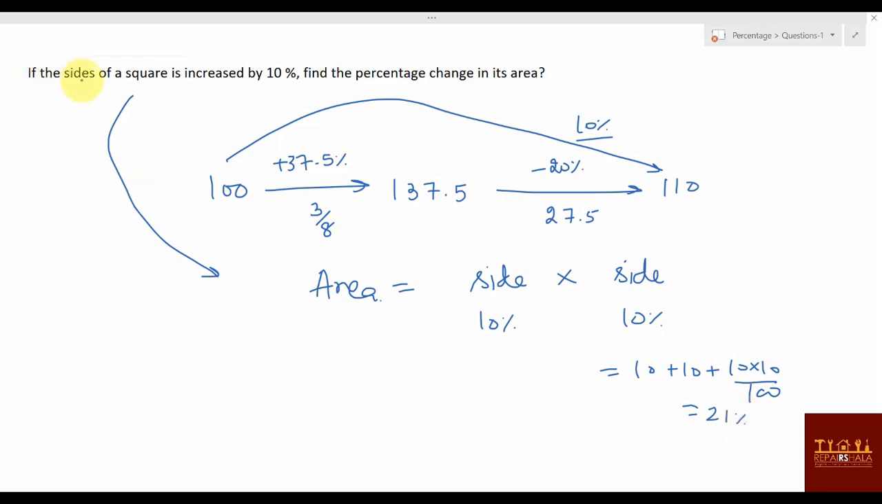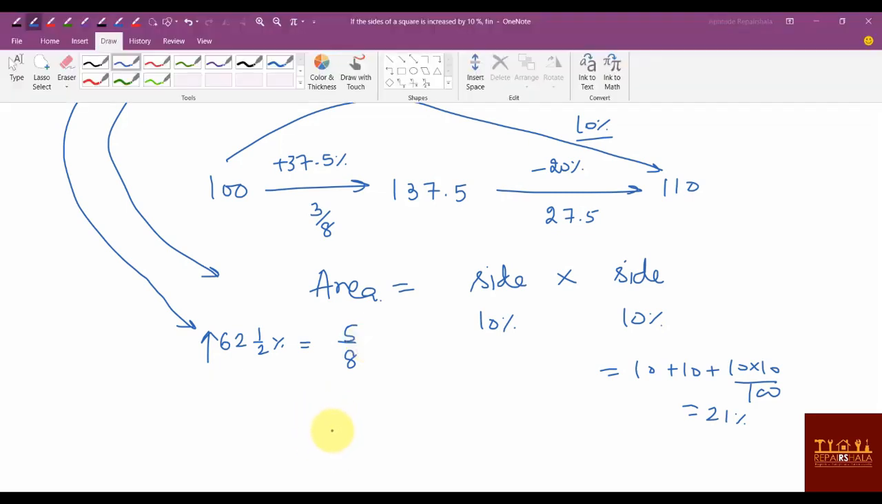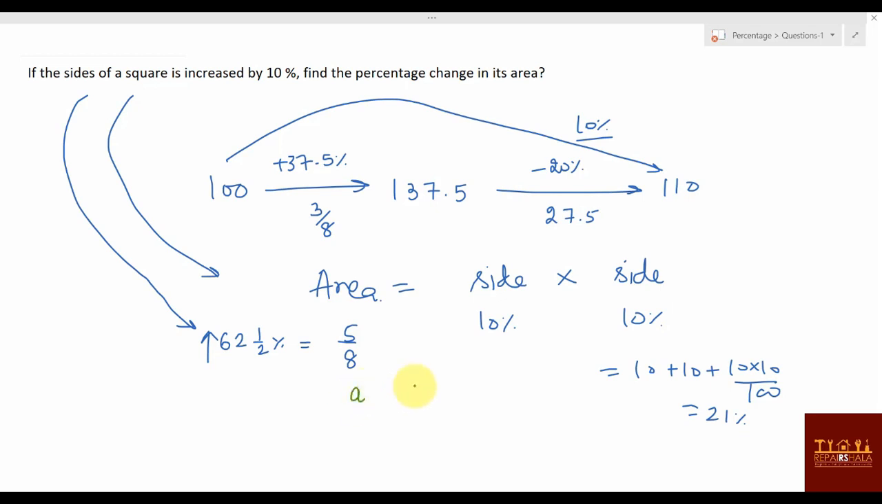If it is given something like the side of a square is increased by 62.5%, what can you say then? 62.5% is increased. This value is 5 by 8. 5 by 8 means this is side A, this is side A, this is area old and this is area new.